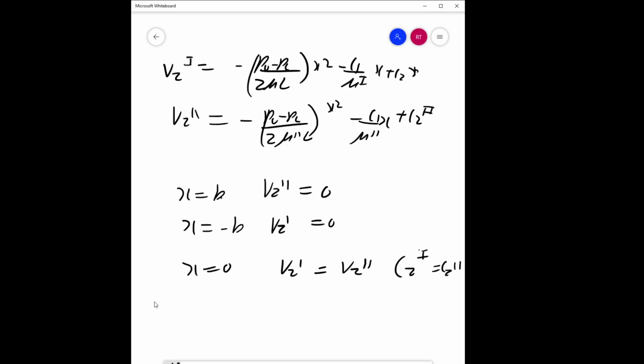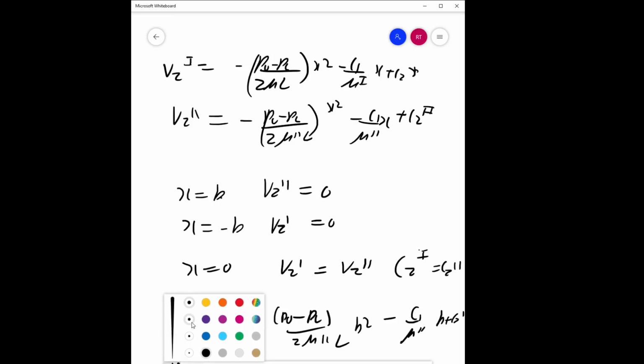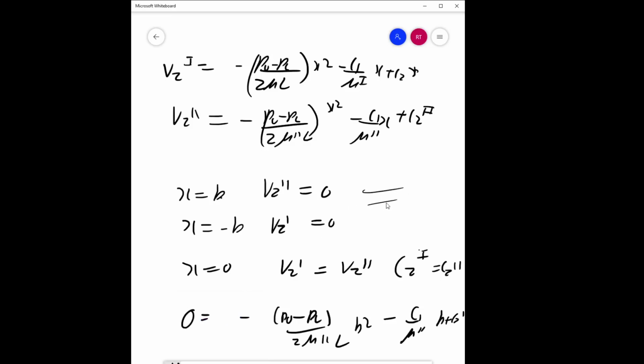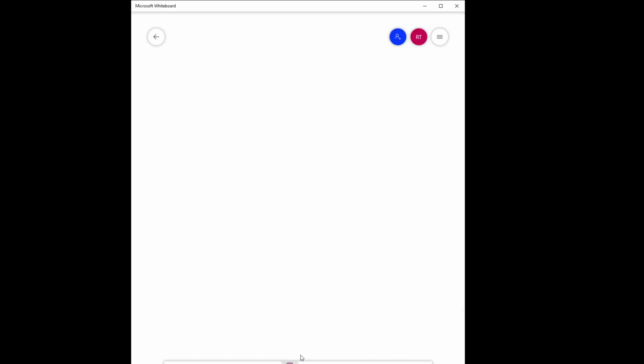And now using these two equations, the first one will be getting 0 is equal to minus pL by 2 mu 2 L b square minus c1 by mu 2 b plus c2. I'll just make it a bit thinner. That seems okay. Yeah, similarly, we can use to solve the other one. And once you get these two, you just equate for c1 and c2. And finally, we will reach the resulting momentum flux and velocity profiles.